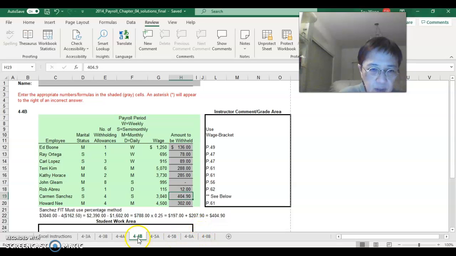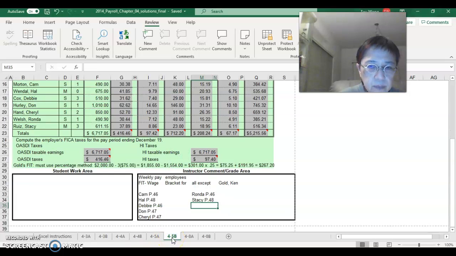We finished 4-4B. You can take on the rest of 4-4B. You can do it by yourself. I have the page number here to help you look for the answer. So let's go to 4-5B.